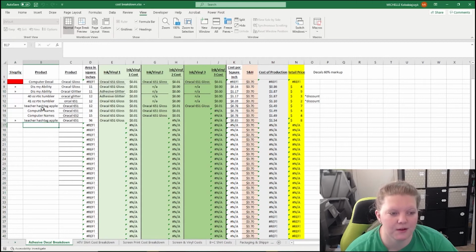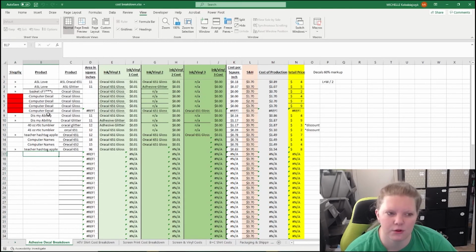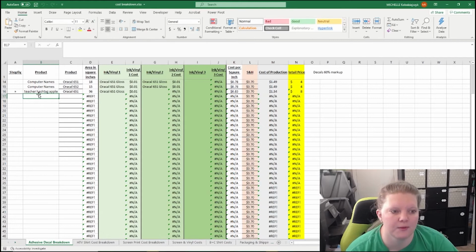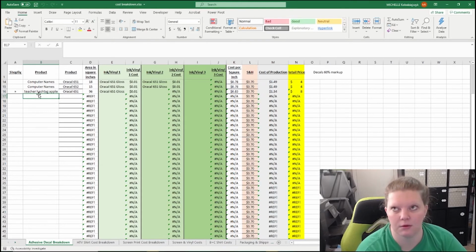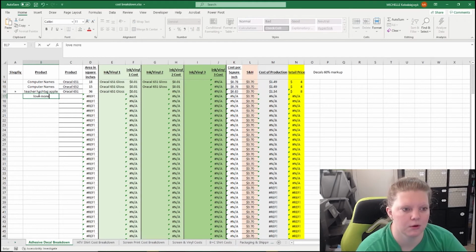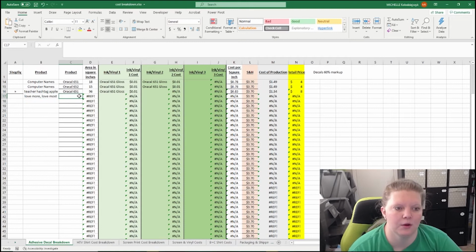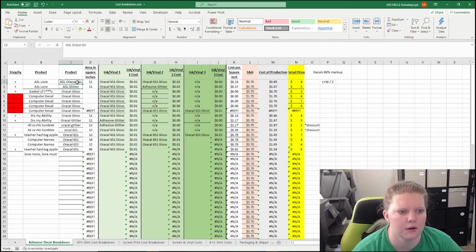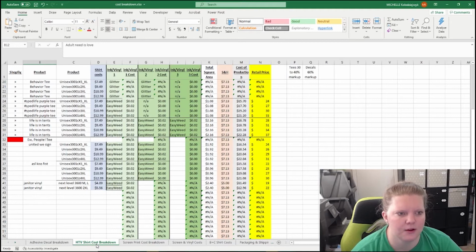Okay, my product. This is not the all-inclusive list, but this is when I just need to quickly price something. So I list my product here. So we're going to do Love You More, Love You Most tee. And we're obviously going to be using Oracle 651. And these are supposed to link somehow, but I don't know why they're not linking. I think my data validation is messed up.